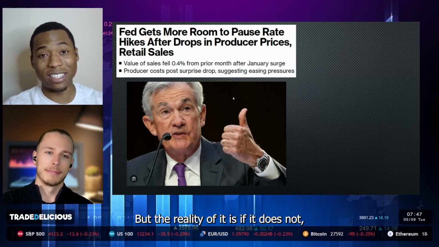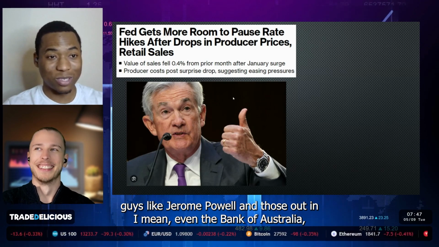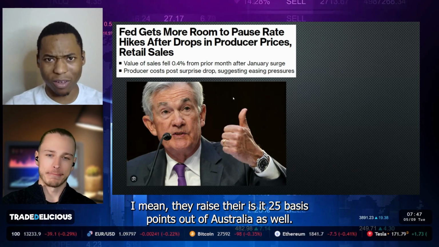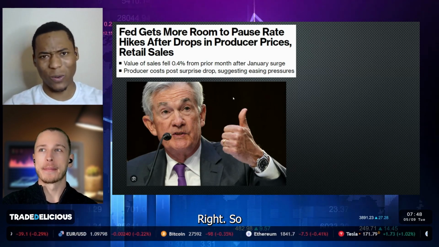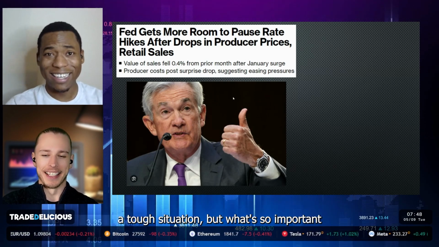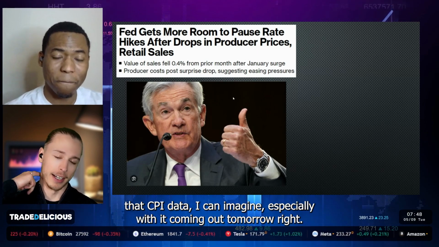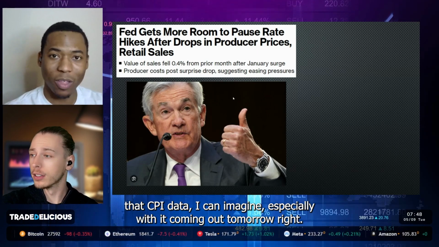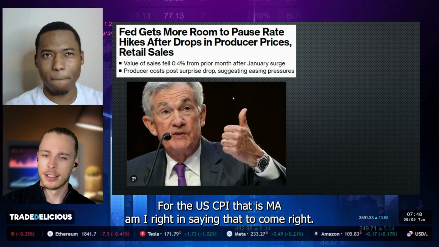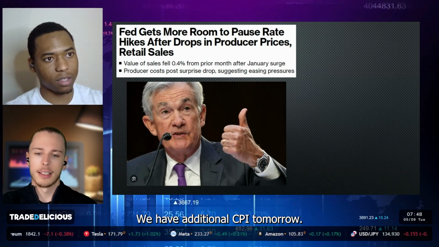But the reality of it is, if it does not, guys like Jerome Powell and those out in, I mean, even the Bank of Australia, they raised it 25 basis points out in Australia as well, right? So it's a tough situation. That's why it's so important when England printed that CPI data. I can imagine, especially with it coming out tomorrow for the US, the CPI data tomorrow. Am I right in saying that? I think I'm right. Yeah, tomorrow, we have additional CPI.